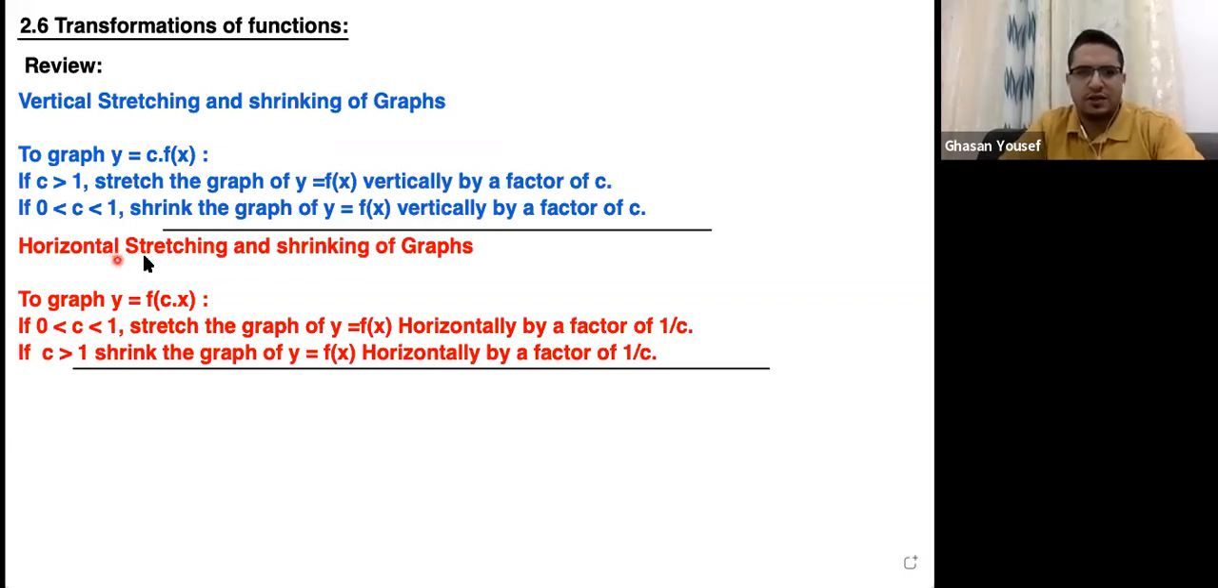Also, I spoke about horizontal stretching and shrinking of graphs. I said here between the horizontal and vertical, in the vertical, the c is outside the function, as we see here. But for the horizontal, the c, the number, is inside the function. I mean, inside the parentheses of the function.